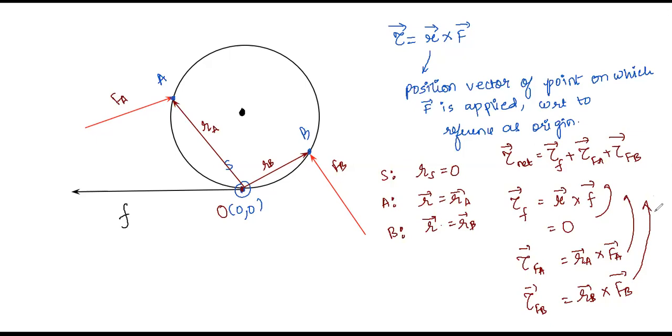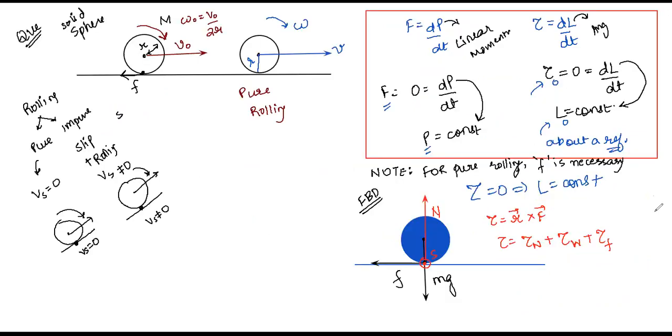Now see this question. Class, everyone, see this question. Here, all the forces: normal reaction, weight or mg, and friction. All the forces are passing through reference point or S, which we have taken as origin. All of them are passing through O or S, right? Therefore, R value for each of them will be 0.